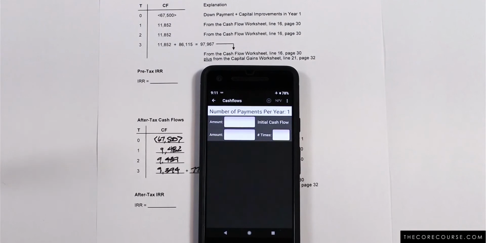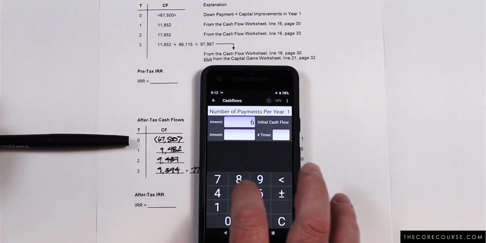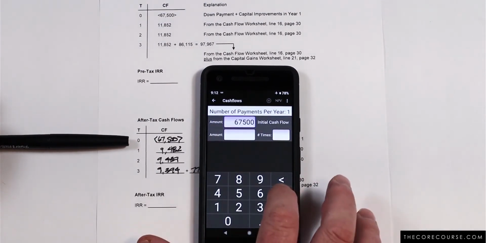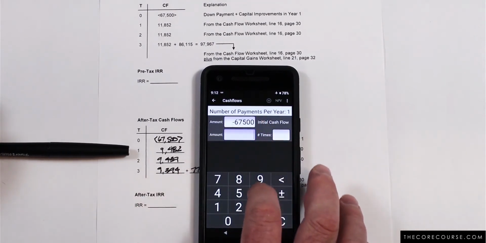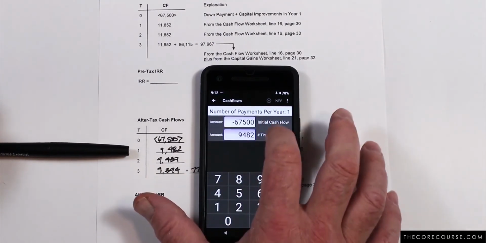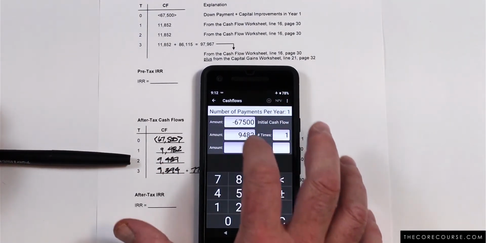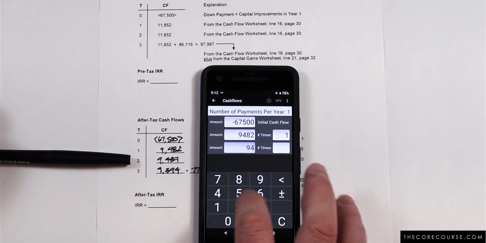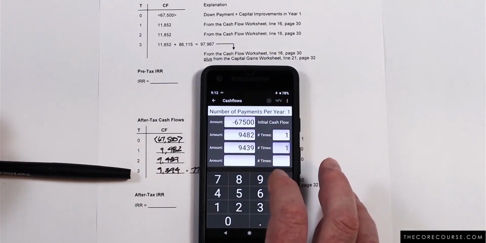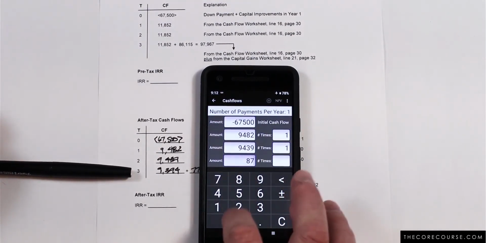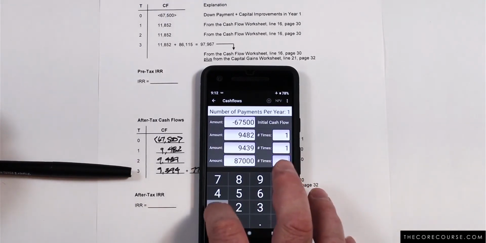So in the first row, we have the initial cash flow of $67,500, so we'll tap into that box, 67500, make it negative because it's paid out, tap into row 1, 9482, number of times is 1, create a new row, tap in 9439, number of times is 1, create one final row, and this is going to be 87,000 because you have to add these together on the app before you insert them. Number of times is 1.